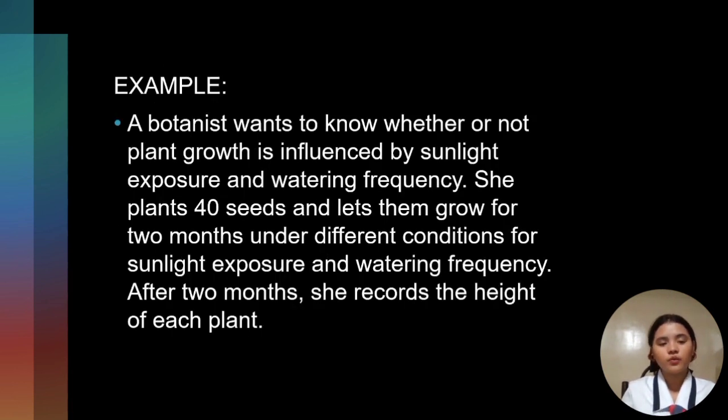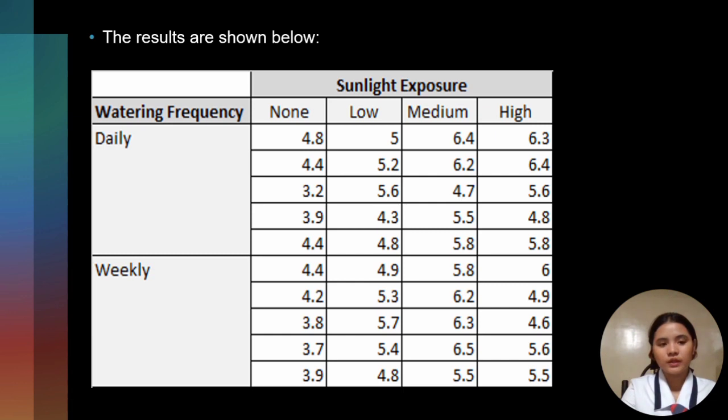So I'll run through one example to explain the difference on the case where the interaction effect may or may not be significant. A botanist wants to know whether or not plant growth is influenced by sunlight exposure and watering frequency. She plants 40 seeds and lets them grow for 2 months under different conditions for sunlight exposure and watering frequency. After 2 months, she records the height of each plant. The results are shown here.